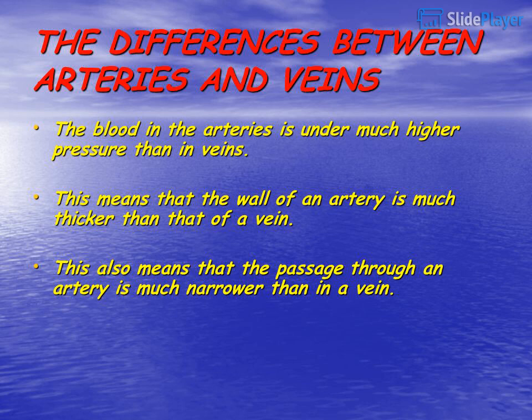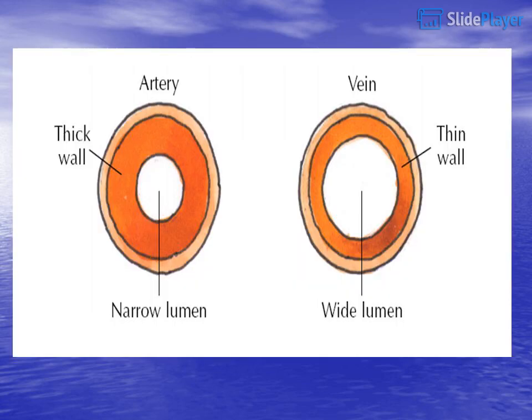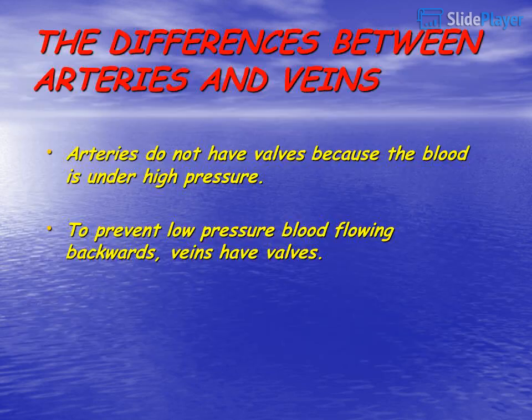The differences between arteries and veins. The blood in the arteries is under much higher pressure than in veins. This means that the wall of an artery is much thicker than that of a vein. This also means that the passage through an artery is much narrower than in a vein. Arteries do not have valves because the blood is under high pressure. To prevent low pressure blood flowing backwards, veins have valves.